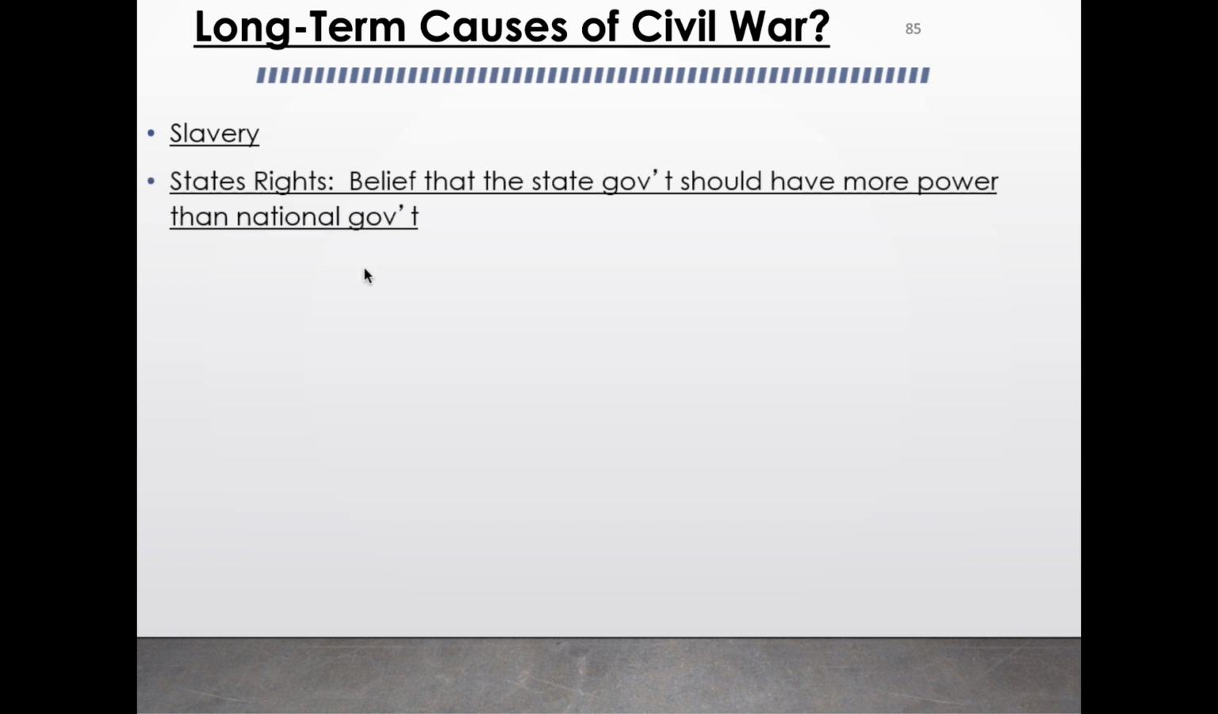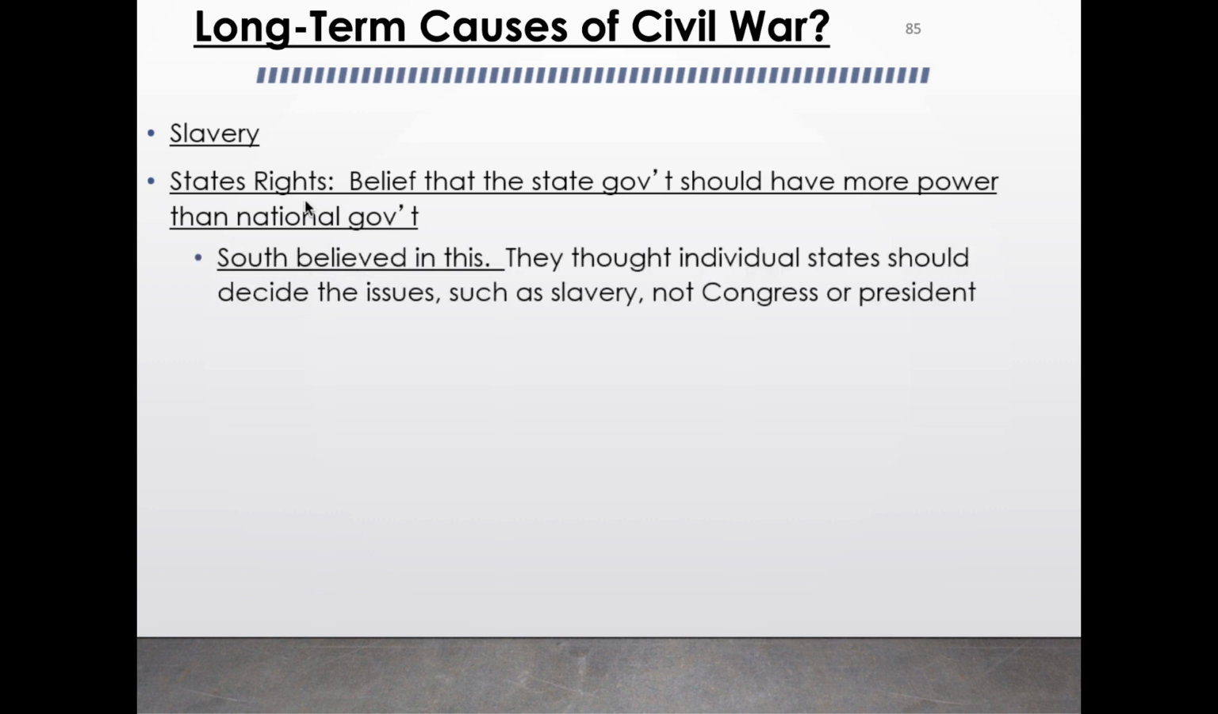The second one, this is a new term, states' rights. States' rights is the belief that the state government should have more power than the national government. So today, do you believe that the state of Kansas should have more influence and power over your life, or do you think it should be the national government in Washington, D.C.? People still debate this today. Back then, the South were firm believers in states' rights. They thought it was up to the individual state to decide issues such as slavery. Where they got really mad was when people in New York or Pennsylvania or these other northern states were telling them, you can't have slaves. They believed that an individual state should decide on their own if they wanted slaves or not.